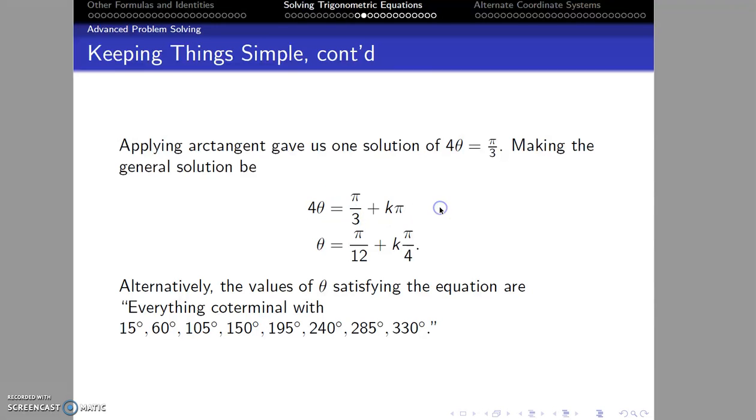So we got that. And going from there, recognizing that all of this is 4 times what I want, I can get what I want simply by dividing everything by 4. Dividing this equation by 4 gives me theta is equal to pi twelfths plus k pi over 4. And that will get us what we want.